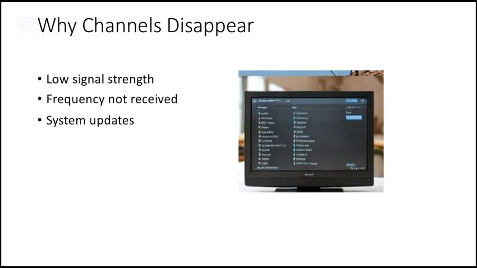Now let's talk about missing channels. This is another very common issue. You turn on your TV and notice some channels are gone.